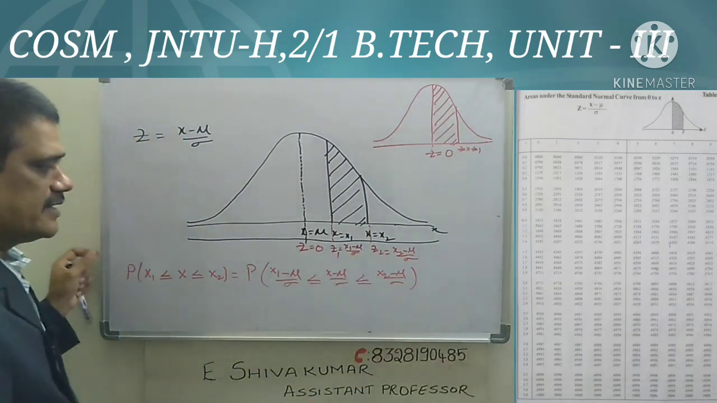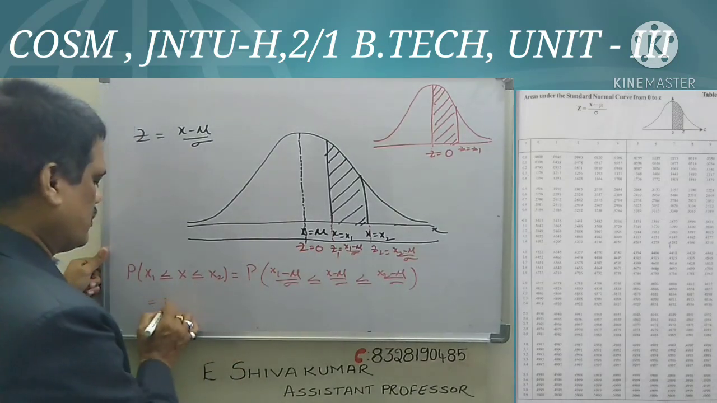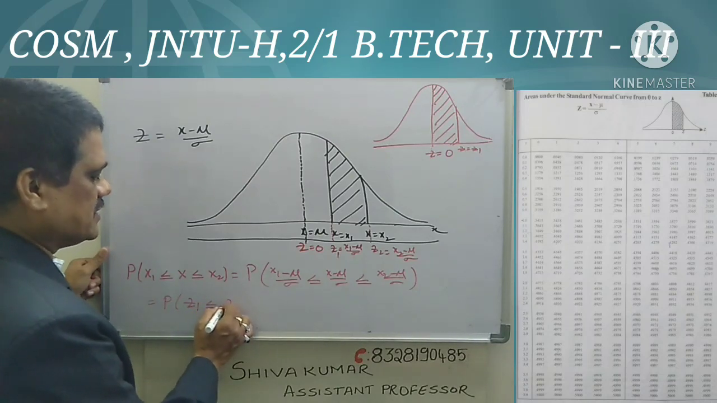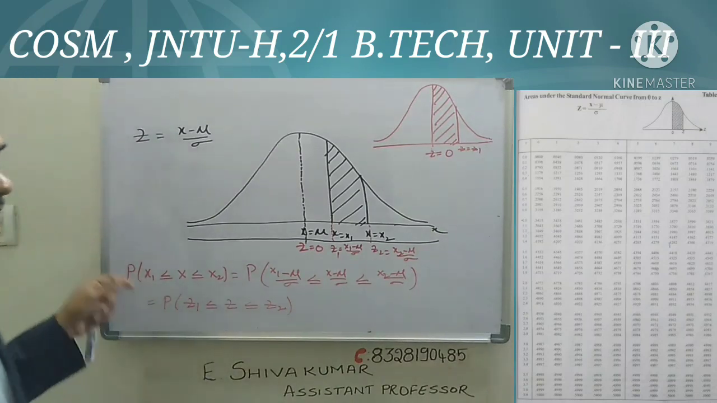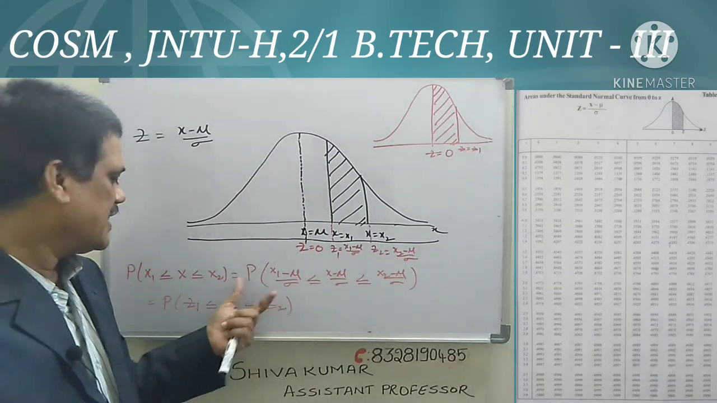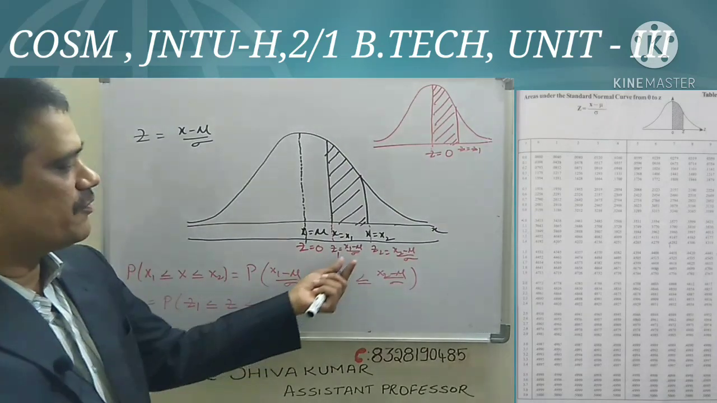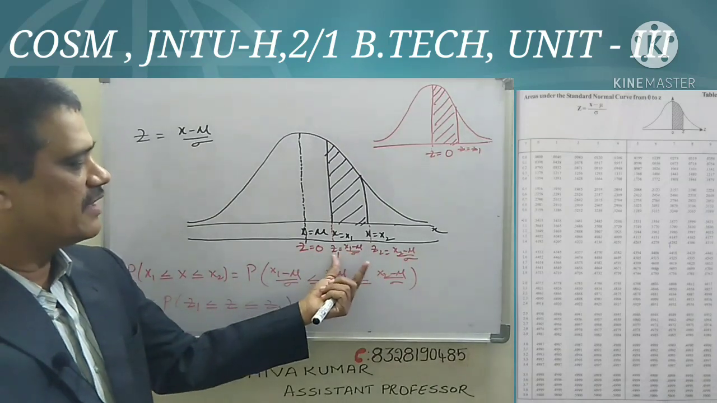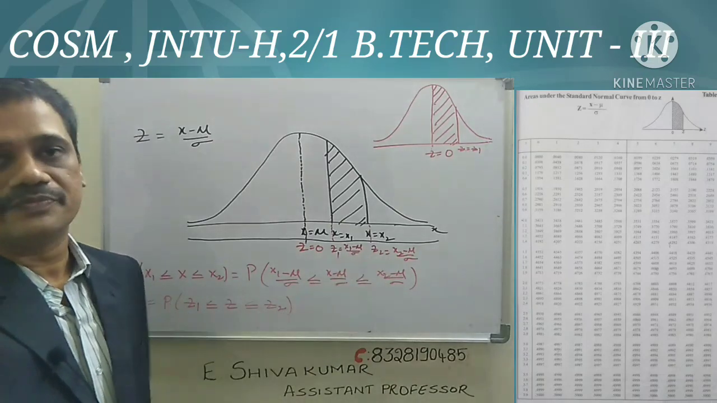Like this I can write. Now I can write the variable z, that is equal to P of z1 is less than or equal to z is less than or equal to z2. Okay. So if we know the mu and sigma values, we can easily calculate the areas. So for particular values of mu and sigma, for the given x1 value and x2 value, we will easily get what is z1 and what is z2.